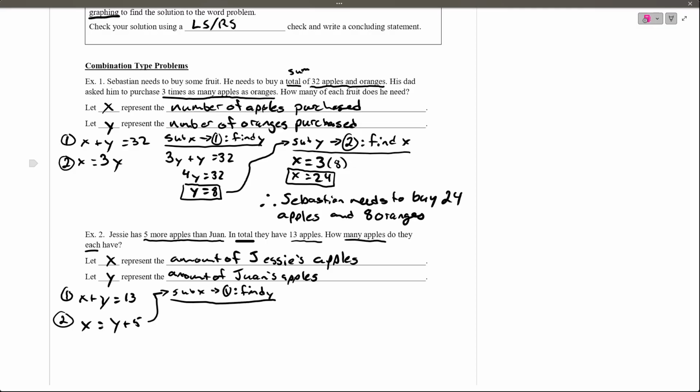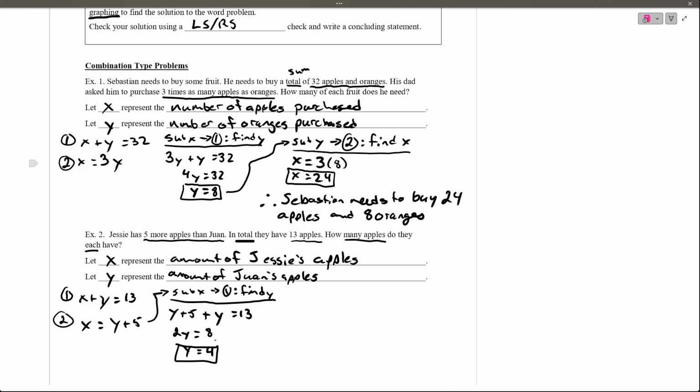So that means wherever I see x, I put y plus 5. So y plus 5 plus y is equal to 13. We've got to collect our like terms. So on the left-hand side, we have 2y. On the right-hand side, I have 13 minus 5, which is going to give me 8. So y is equal to 4.